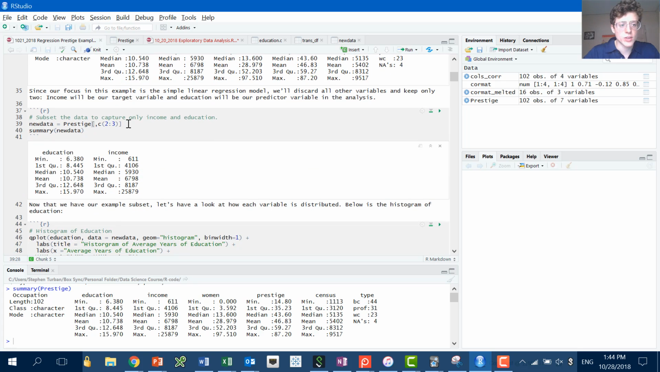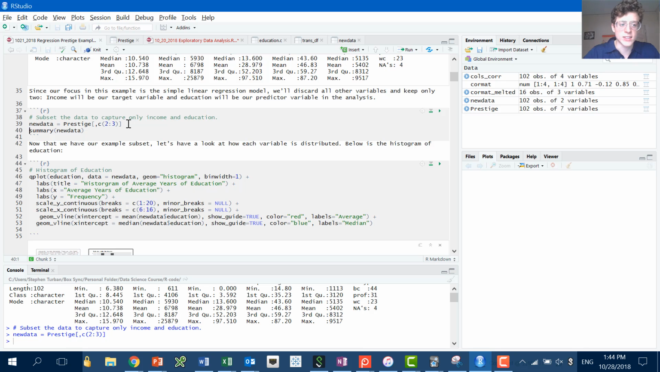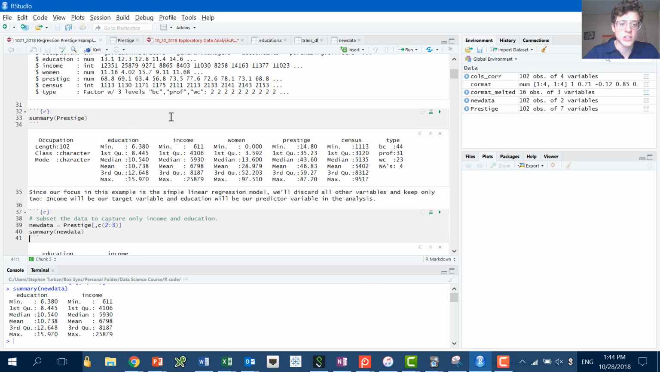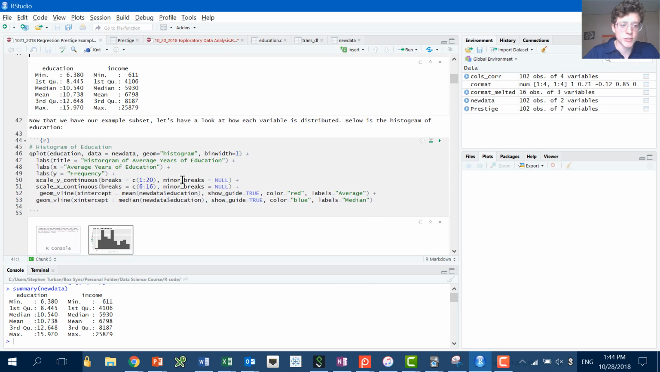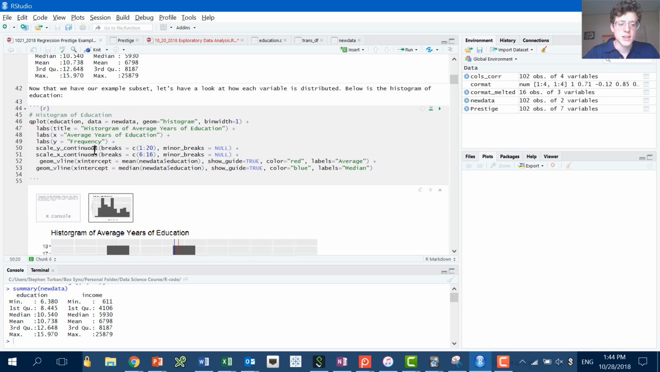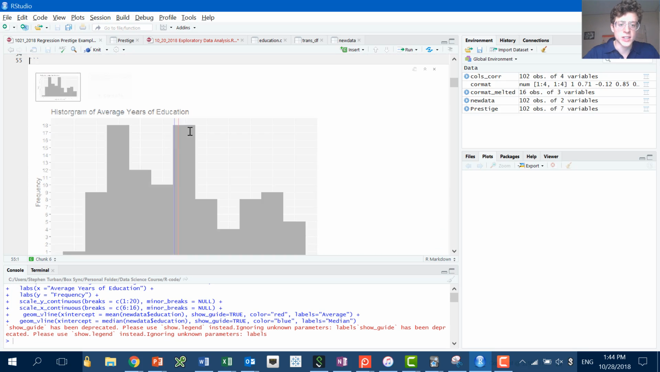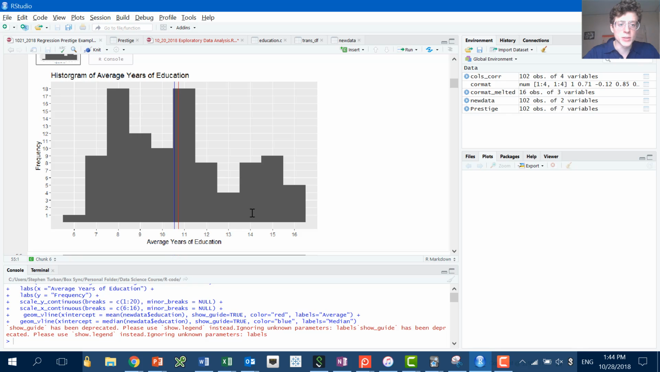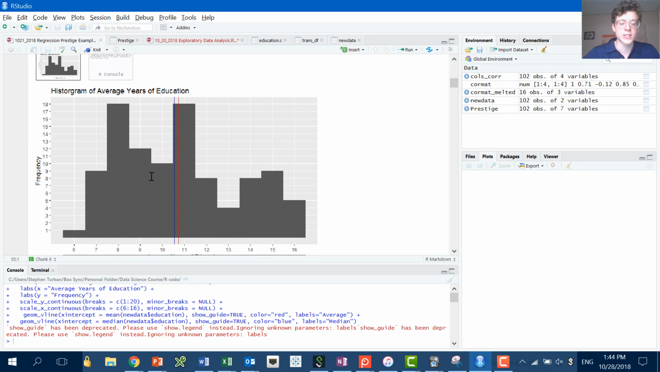So creating a new data set just to take the second and third variable, that will be education and income. Make it easy enough for the prediction. Here the education and income are the only two variables we're looking at. And let's take a quick look again at education. Relatively normally distributed. The variable itself doesn't need to be normally distributed in order for you to use linear regression.